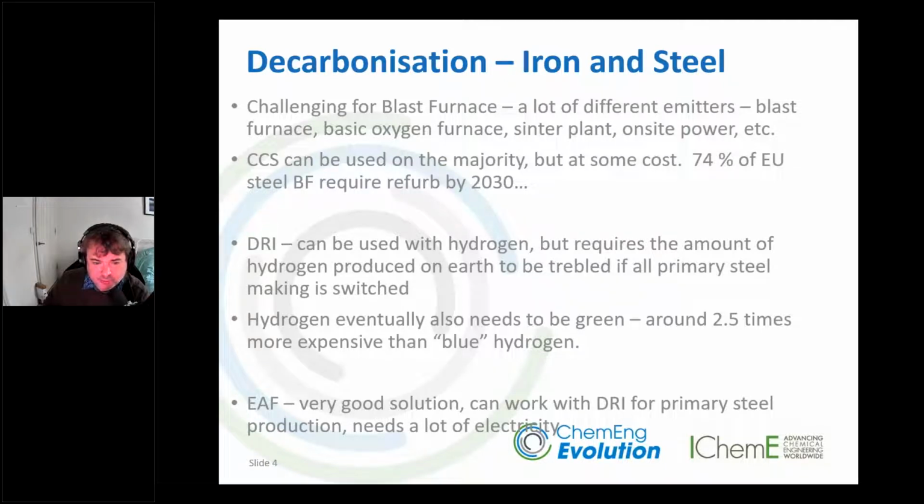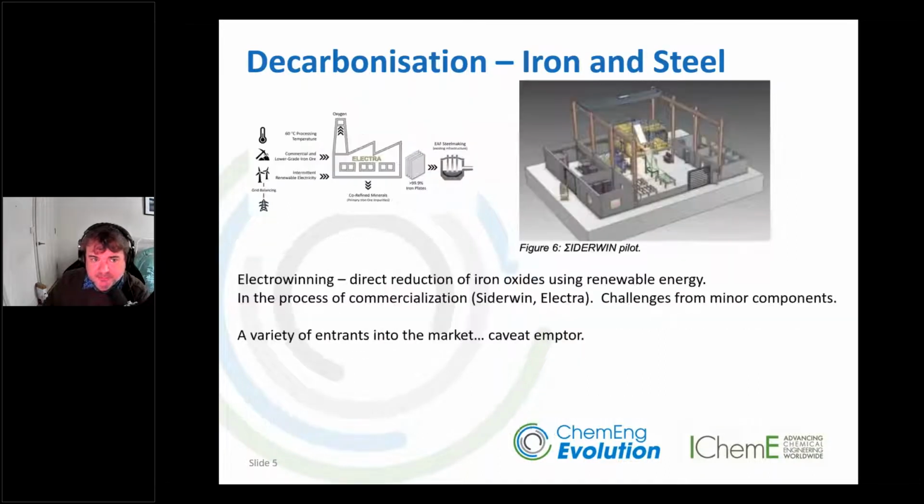So blue hydrogen, which is hydrogen with CCS, is methane that's been reformed, and there's CCS on the plant. So carbon capture and storage being used on methane to produce hydrogen. The electric arc furnace is a very good solution, and you can work with the direct iron for primary steel production, but it does need a lot of electricity.